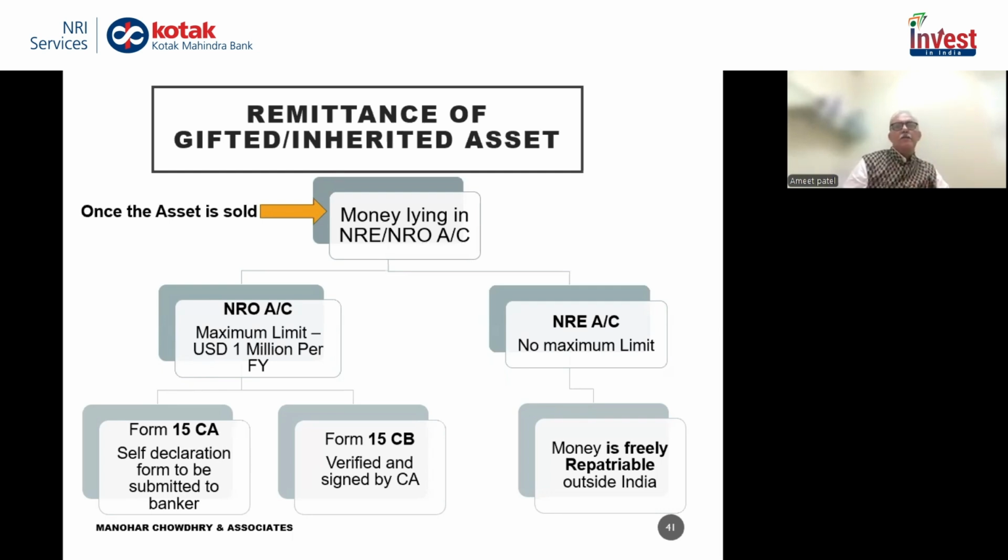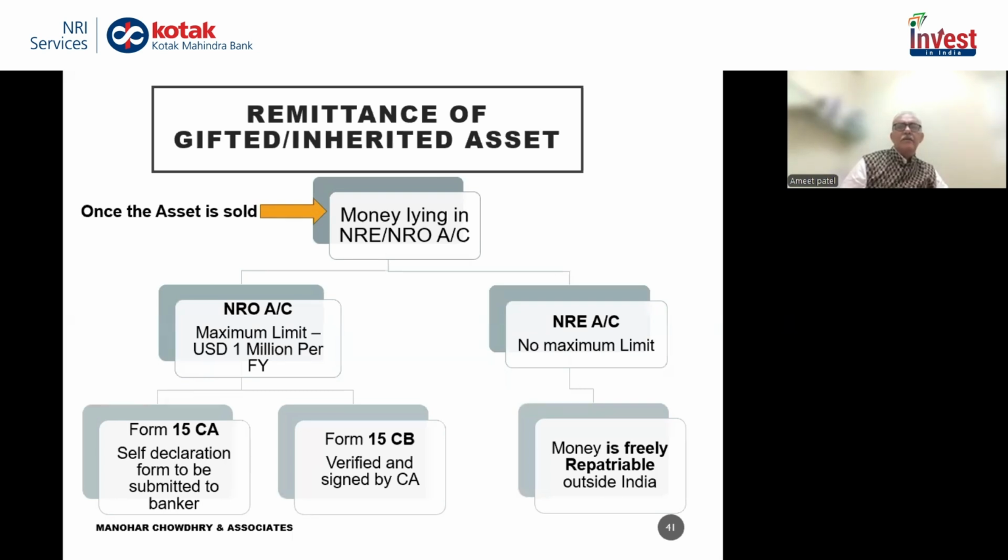Ultimately, when you file your return, you will have to include surcharge as well as education cess if they are applicable to you. Therefore, it doesn't make any difference if the TDS is also at the combined rate. Coming now to when you have sold your property which was received by you as a gift or by way of inheritance, and the money is lying in your NRO account. From NRO, you can transfer a maximum of up to $1 million per financial year.